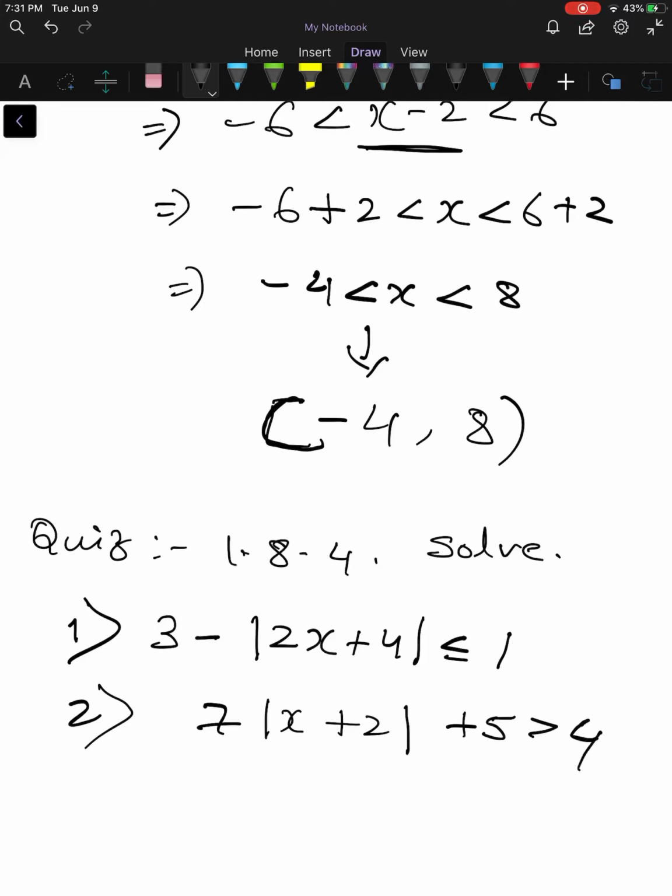So let me give you a question with a quotient. So here it is. Absolute value of x plus 2 divided by x plus 1 less than or equal to 0.